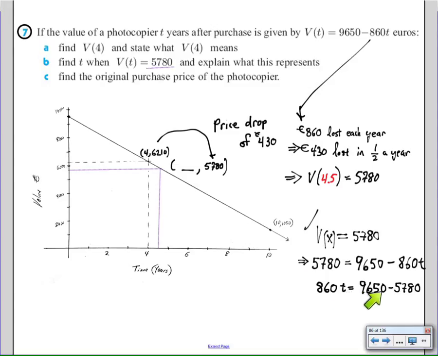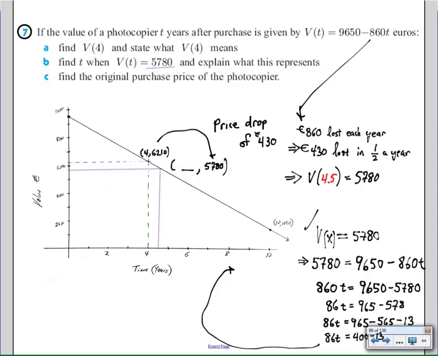And here again, 9650 minus 5780, and you're thinking, gotta use a calculator. I say no. First of all, everything is 10 times bigger than it has to be, so I'm going to divide everything by 10. Smaller numbers equals good. Then I'm going to take the number 578 and break it up into 565 minus 13.